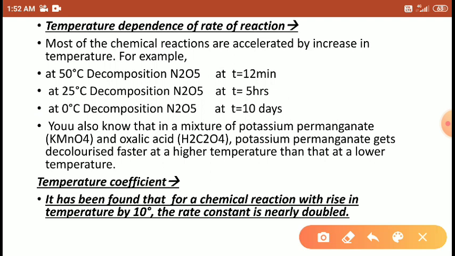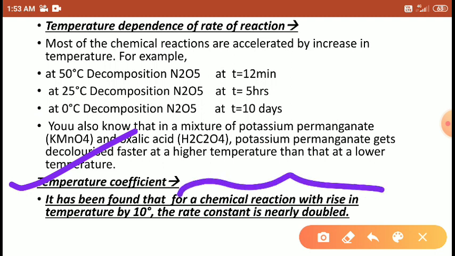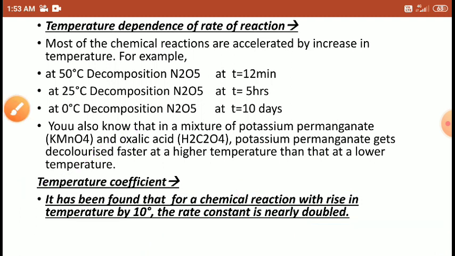Right, students? So that is one of the examples. Now one definition: temperature coefficient. It has been found that for a chemical reaction, with a rise in temperature by 10 degrees Celsius, the rate constant nearly doubles. Every time you increase the temperature by 10 degrees Celsius, the rate nearly doubles.